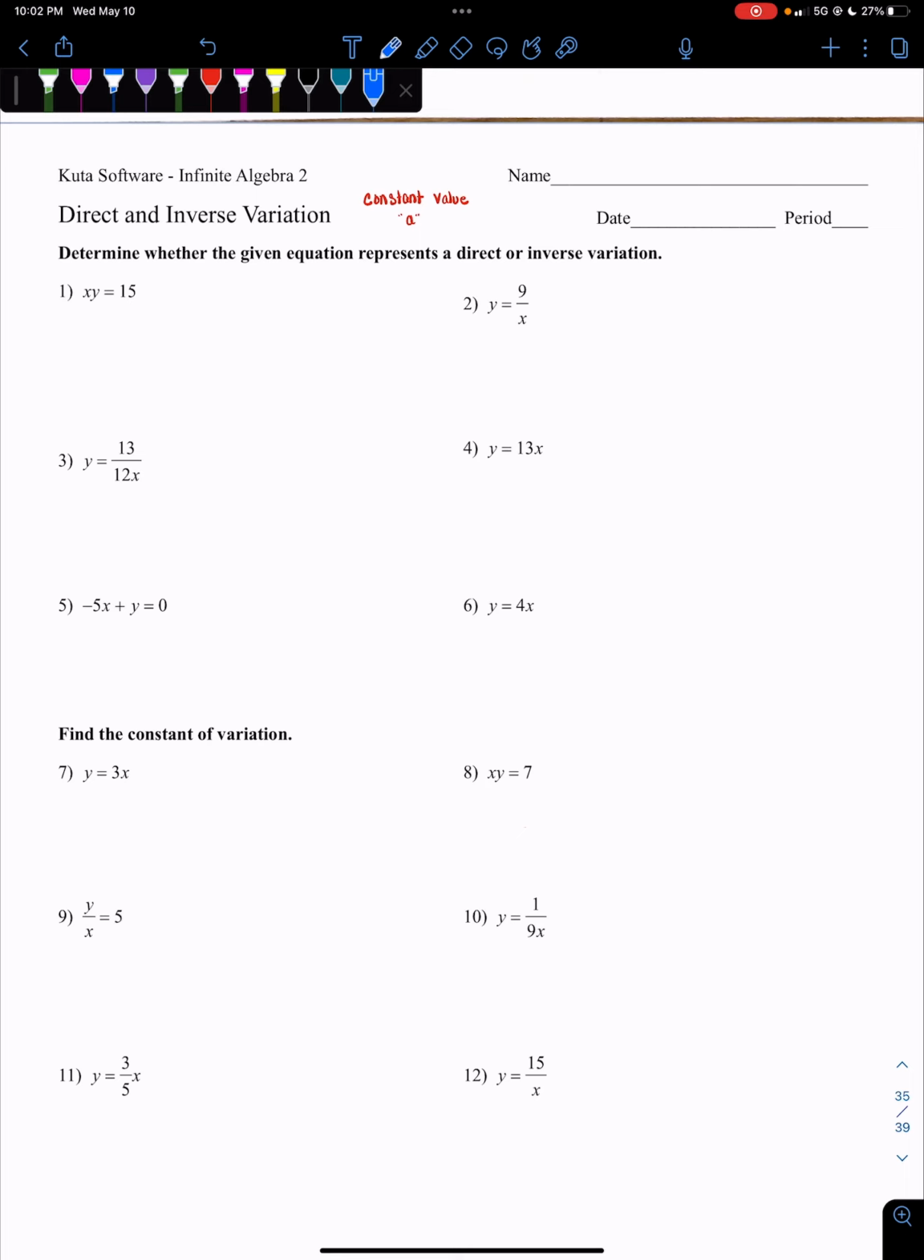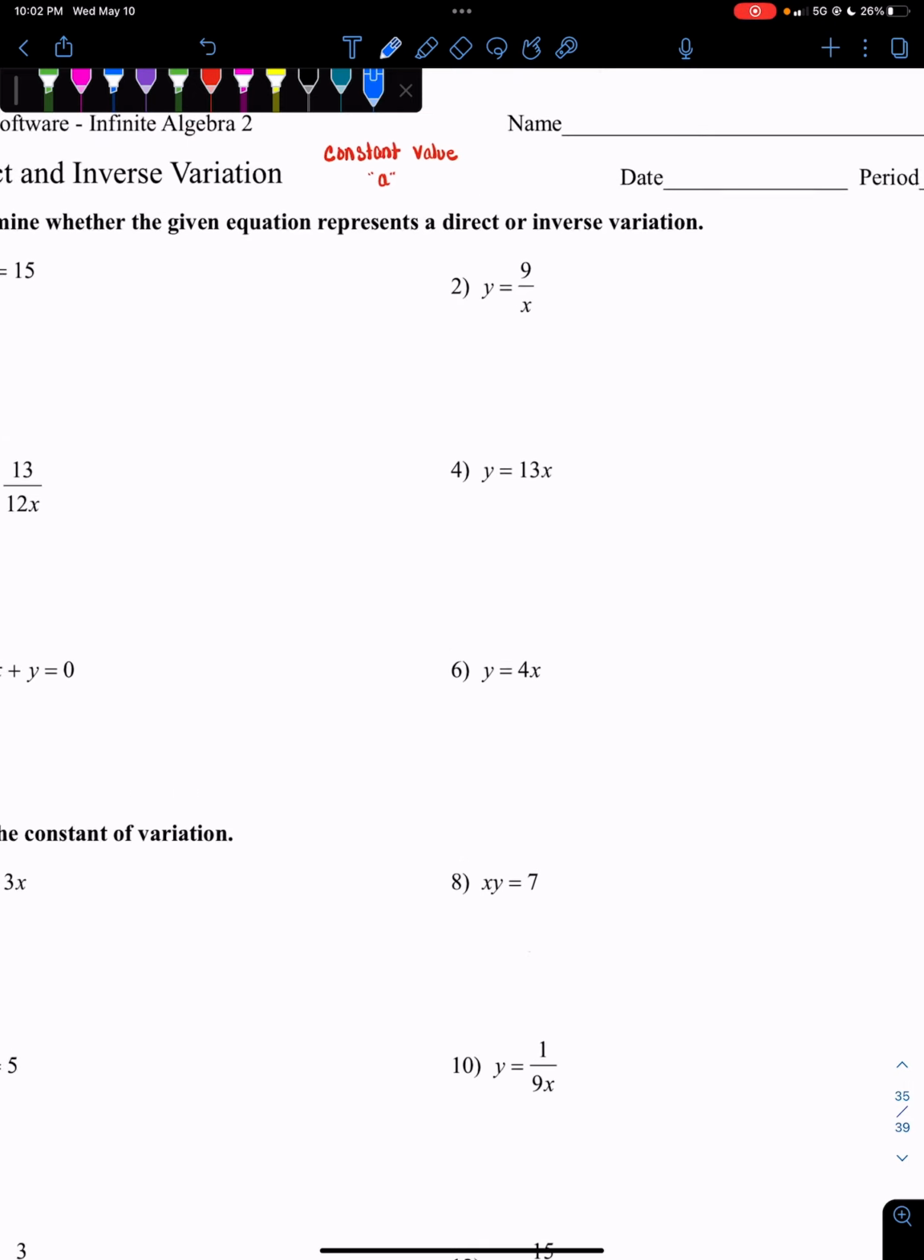Direct variation is when they're being multiplied. Inverse variation is when they're being divided. If there's any addition or subtraction, then that would be neither. Keep in mind that our constant value is a. It could also be represented with the variable k. That is just asking what number is being divided by or being multiplied to another value.